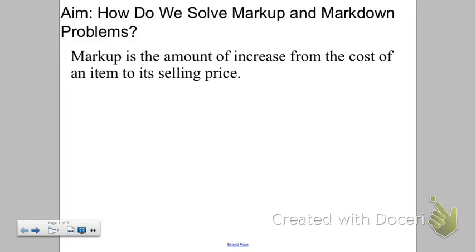Today's lesson is on how do we solve markup and markdown problems. Markup is the amount of increase from the cost of an item to its selling price.